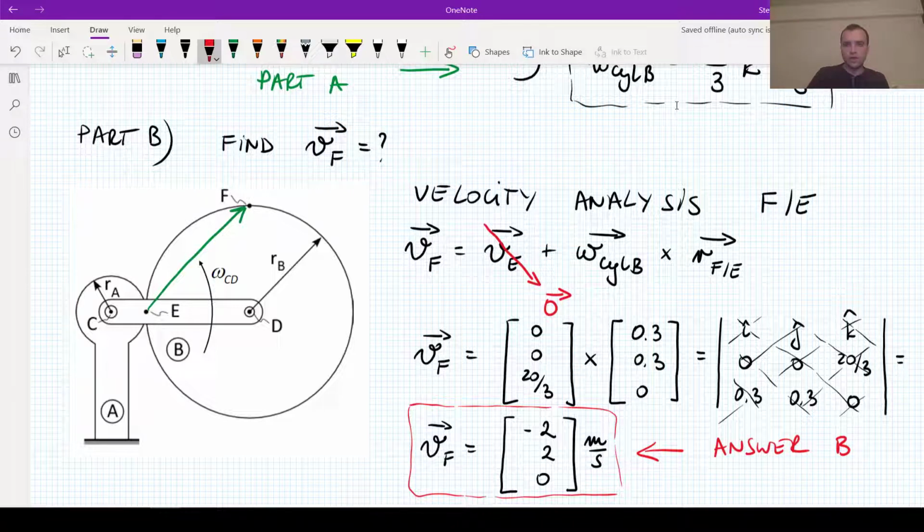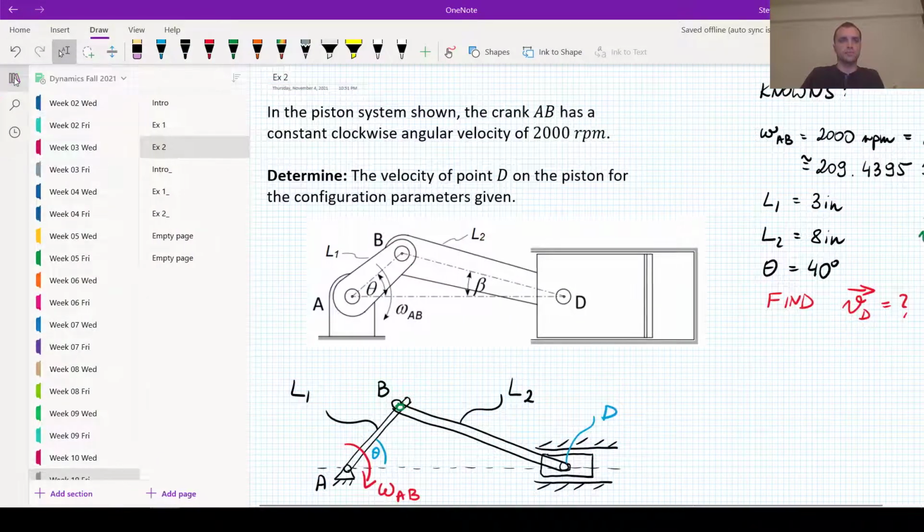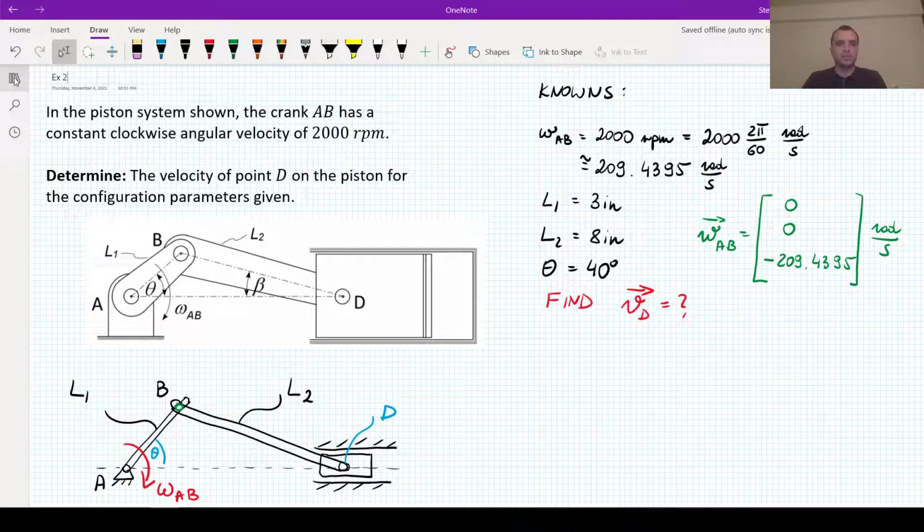Answer B. Let's draw our velocity in this drawing. I think it will be pointing this way. Yes, this is our velocity of point F. Please observe that this angle is 90 degrees. Okay, this is the end of example number 1. So now let's do example number 2. Feel free to pause the video and familiarize yourself with the problem statement before we start our solution.